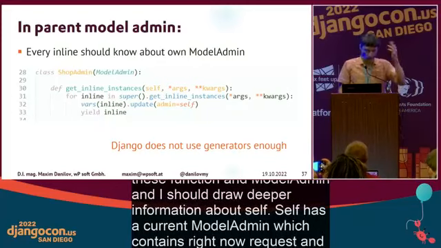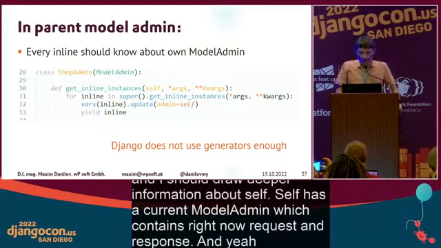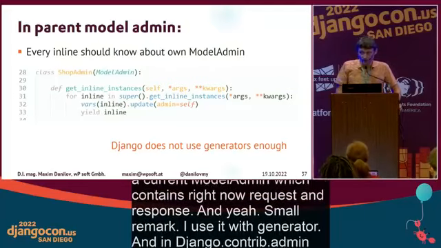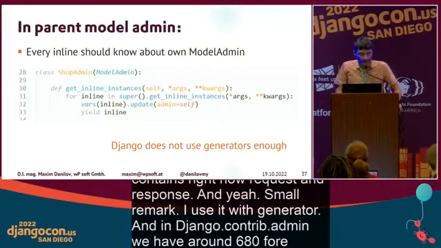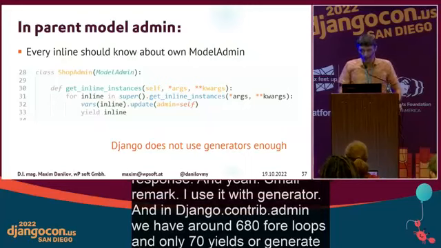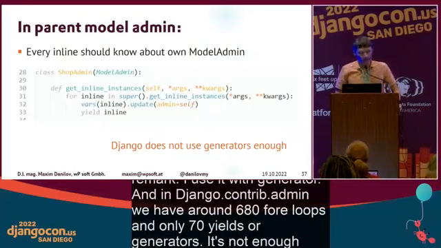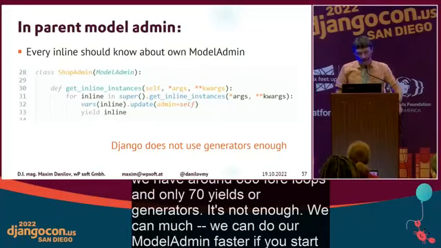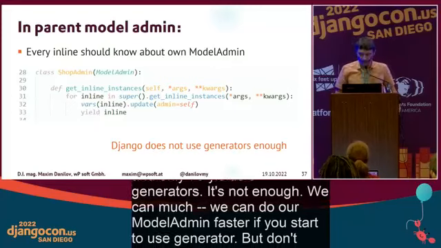And yeah, a small remark. I use it with this generator, and in django.contrib.admin we have around 680 for loops and only 70 yields or generators. It's not enough. We can make our model admin faster if we start to use generators, but it doesn't matter right now, about inlines in inlines.